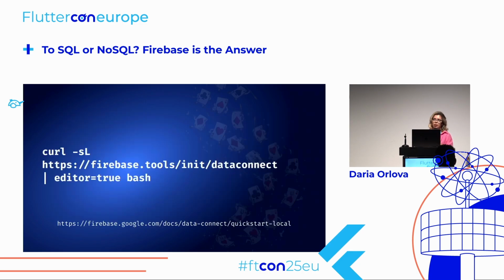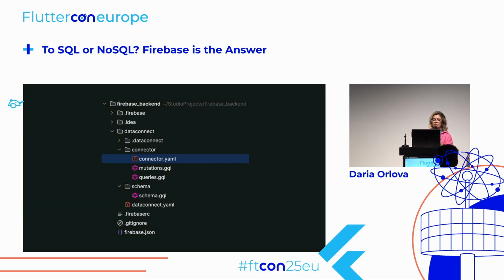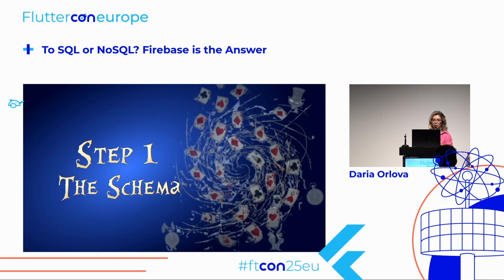You will also need a set of tooling to work with it locally, and you can install all of them by running one command. It will install the web-based VS Code, extension, Node.js, and things like that, everything that will make you ready to develop your requests. And this is the structure of the project that will be generated for you, and we will look deeper into it as we go. Okay, so step 1, the schema.